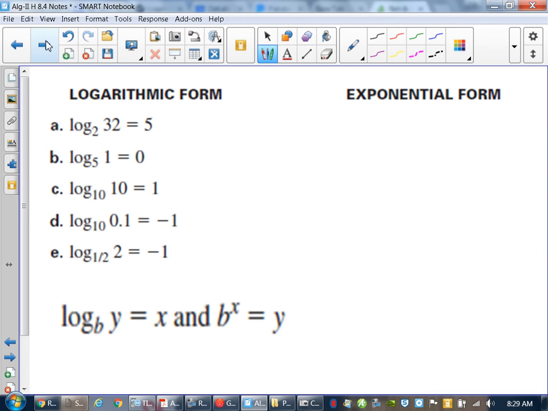So if I have log base 2 of 32 equals 5, when I rewrite it from log form to exponential form, that means it's going to be 2 to what power equals 32? 2 to the 5th is 32. Okay. Log base 5 of 1 equals 0 means what? 5 to the 0 equals 1. Very good.